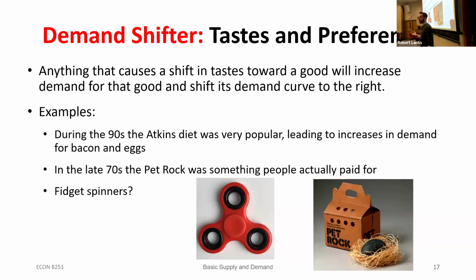Pet rocks used to be something people bought in the 70s, right? So these seem like dumb examples. Why am I talking about them? Well, what's something else that we actually can influence that would fall under this category? It's not a change in income, not a change in substitute or complementary goods, or the number of consumers. What do a lot of companies try to get celebrities to do? Endorse their products. Does that change the actual product itself? It still is whatever it is.